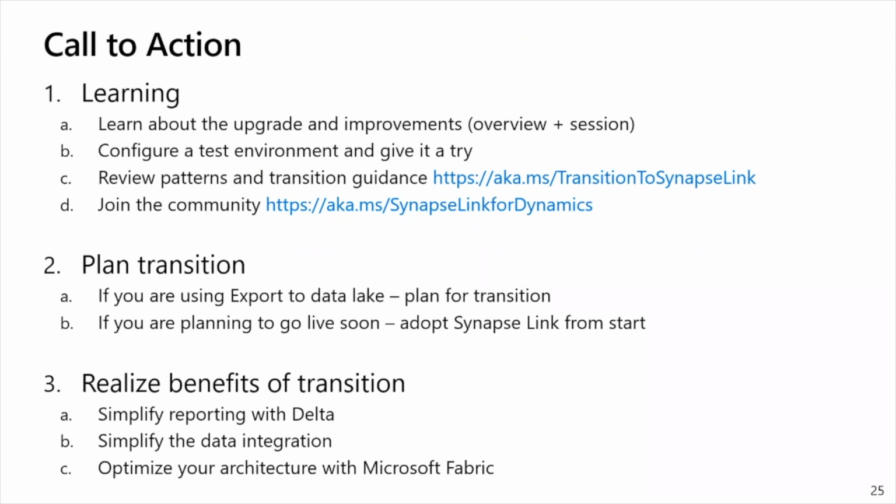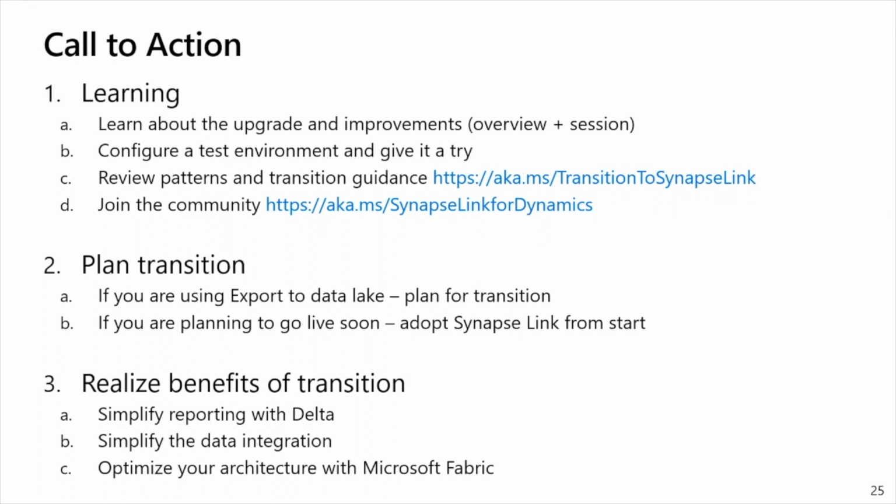You can join the community, the Yammer group, Synapse Link for Dynamics, aka.ms, where we do weekly office hours every Tuesday at 11 a.m. PST. So join those. We discuss upcoming features, new improvements coming, and things like that. So stay engaged. We have a very vibrant community there, around 3,000 plus customers and partners. So join that group, bring your ideas and suggestions, and directly communicate with your fellow community members.